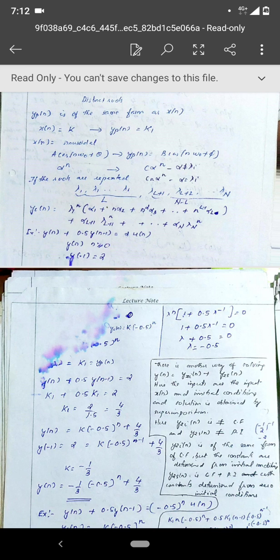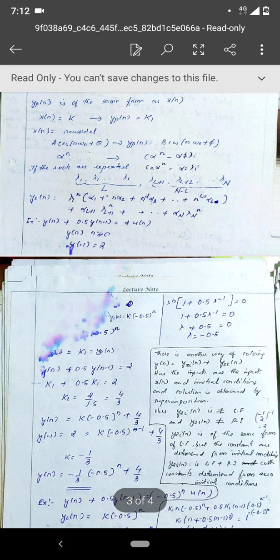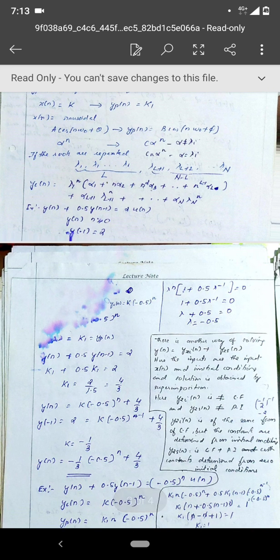That is y of n plus 0.5 y of n minus 1 equal to 2 u of n. So we are describing a causal equation. Here n naught is, in the initial descriptions I told that we can find the solution for any values of n greater than n naught. Here n naught is 0 because we are considering u of n, a causal system. And you can see that the order of that system is 1. That's a first order system because the highest delay term is y of n minus 1. So that is a first order equation.